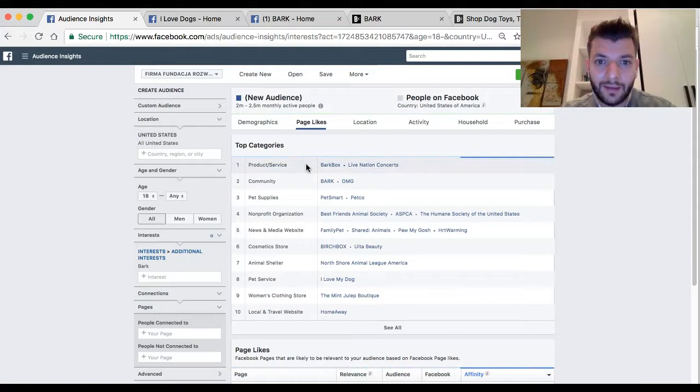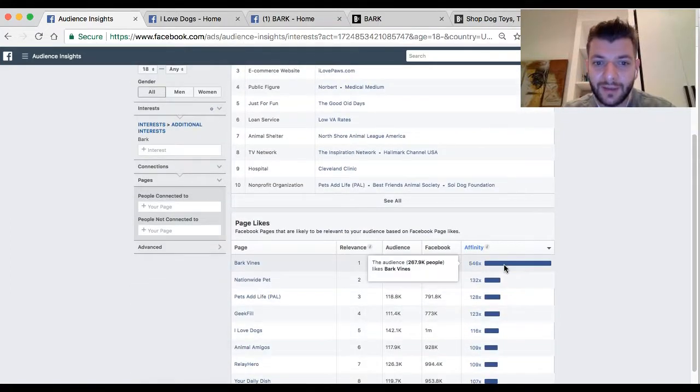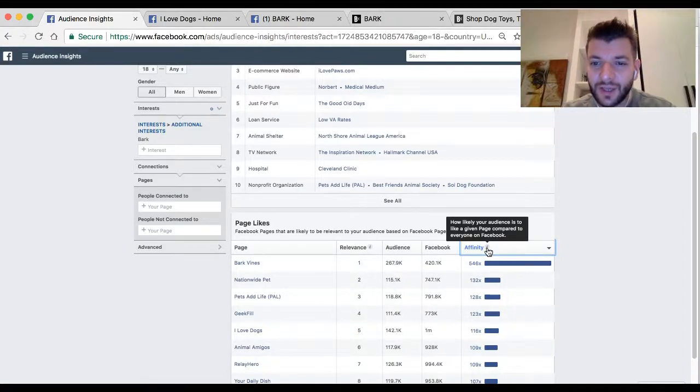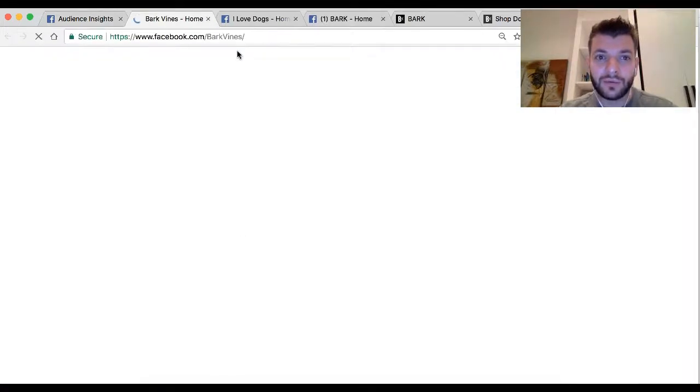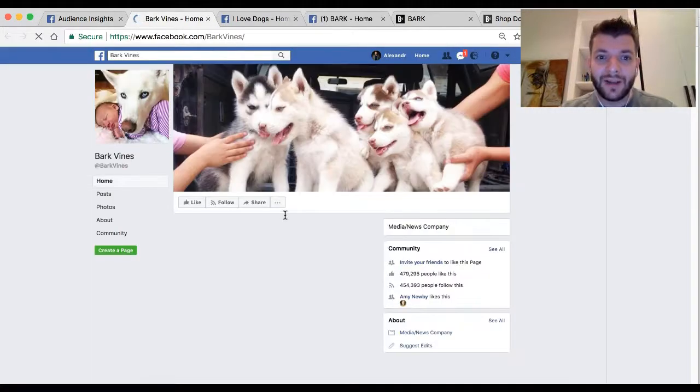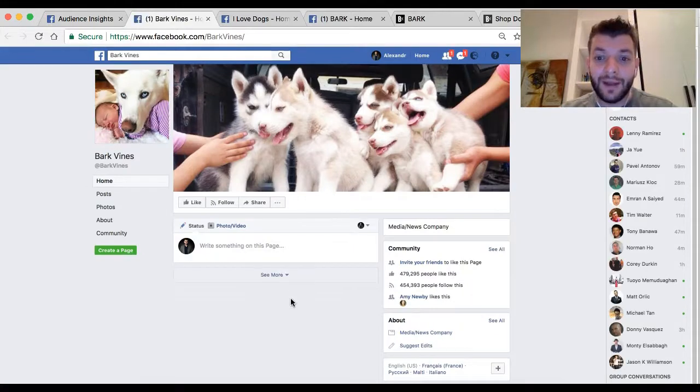and again, now you get more insights, right? Now you can sort by affinity, which is kind of like a matrix that will show you how relevant that audience is to other audiences that you are seeing in here. And so you can see the audiences that are most related to the audience that you want to target. So for example, if you want to target Bark, I want to see what Bark Wines is about. Bark Wines is the closest page by affinity.